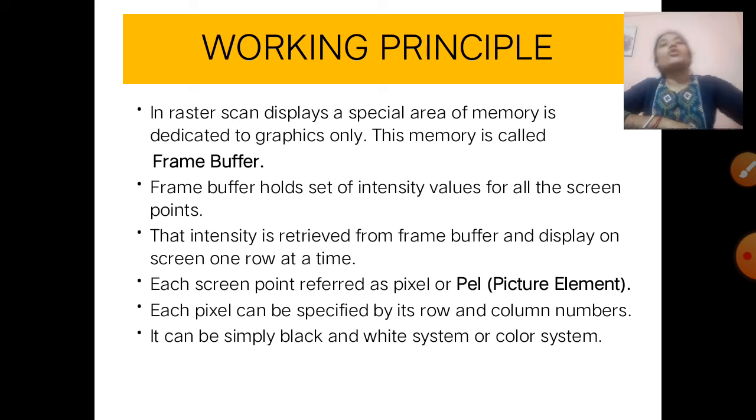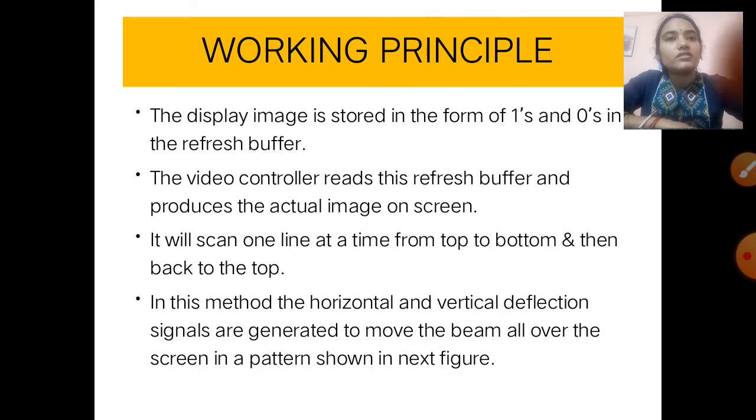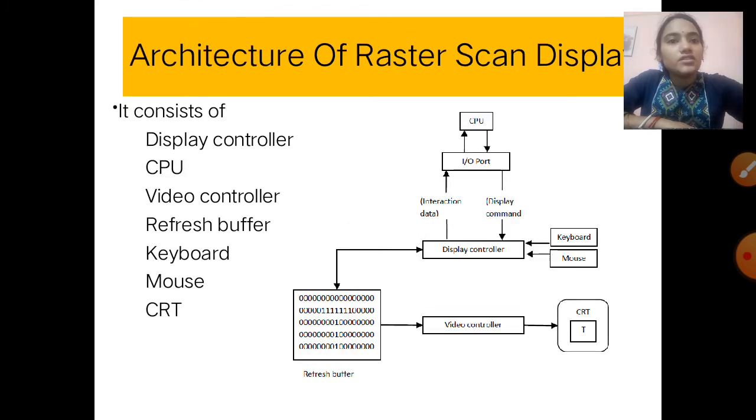Next we come to the working. In this working principle we will also continue. In a raster scan display, a special area of memory is dedicated to graphics only, which is shown in the architecture here. This is the frame buffer.